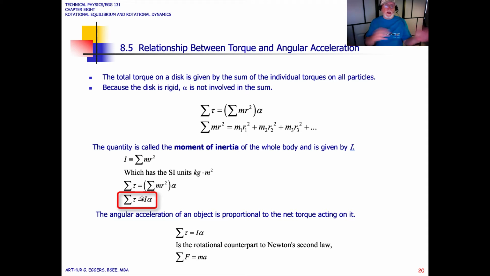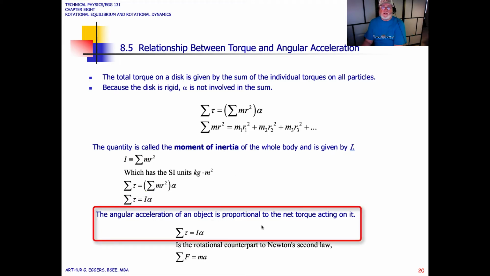So again, we have a line here that we move along, based on SI units, all the way out to the simplified term I. The angular acceleration of an object is proportional to the net torque acting on it.